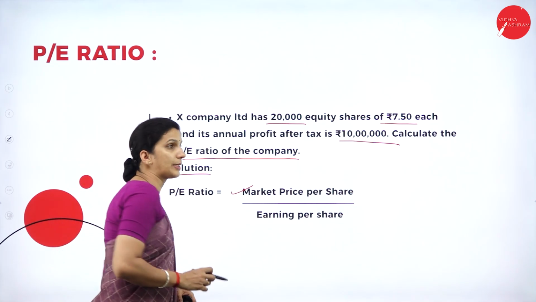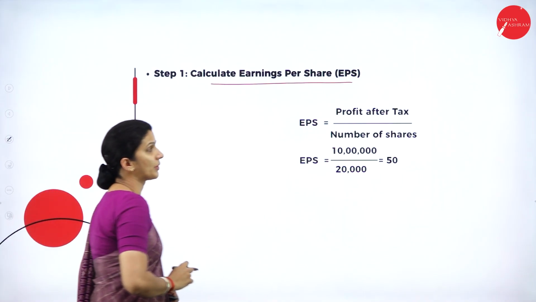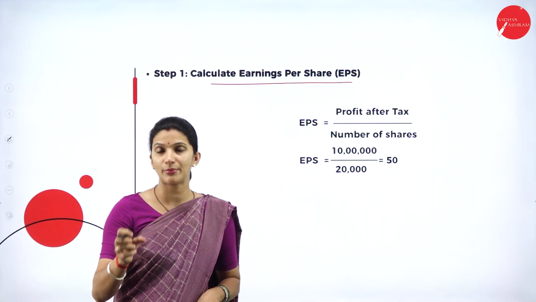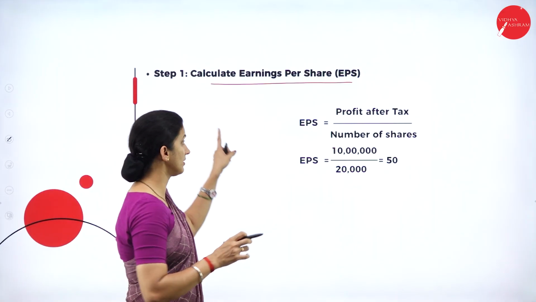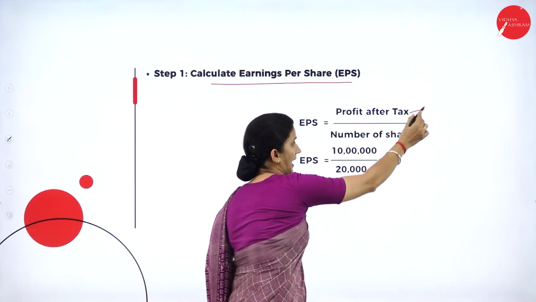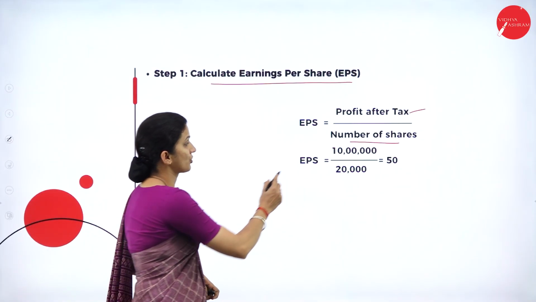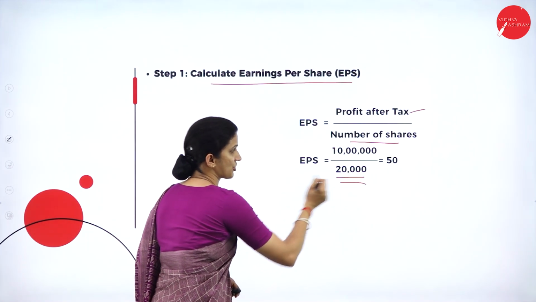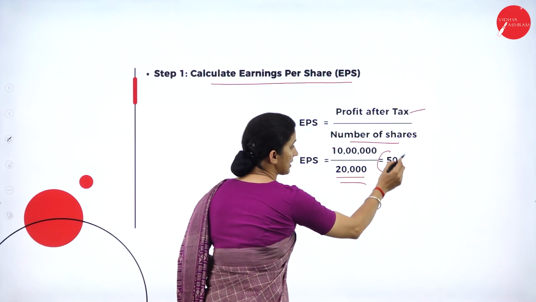Then we need the EPS, that is earning per share. So first, we'll calculate the earning per share. EPS is always the earnings available to equity shareholders divided by number of equity shares. Your earnings available to equity shareholders is nothing but your profit after tax. So the EPS is equal to profit after tax, 10 lakh, divided by number of equity shares, 20,000. So 10 lakh divided by 20,000, your EPS is rupees 50.